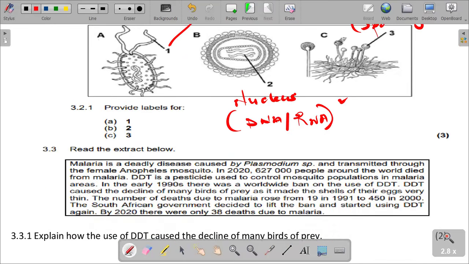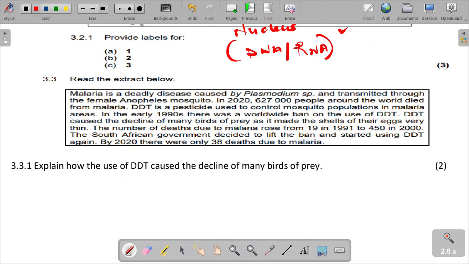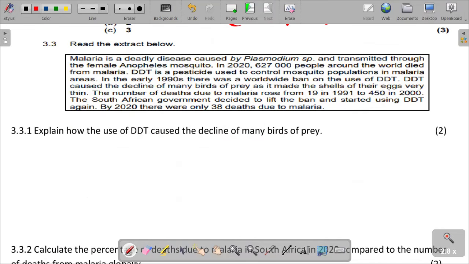And then read the extract which is given below. Malaria is a deadly disease caused by Plasmodium spp. and transmitted through the female Anopheles mosquito. In 2020, 627,000 people around the world died from malaria. DDT is a pesticide used to control mosquito populations in malaria areas. In the early 1990s, there was a worldwide ban on the use of DDT.